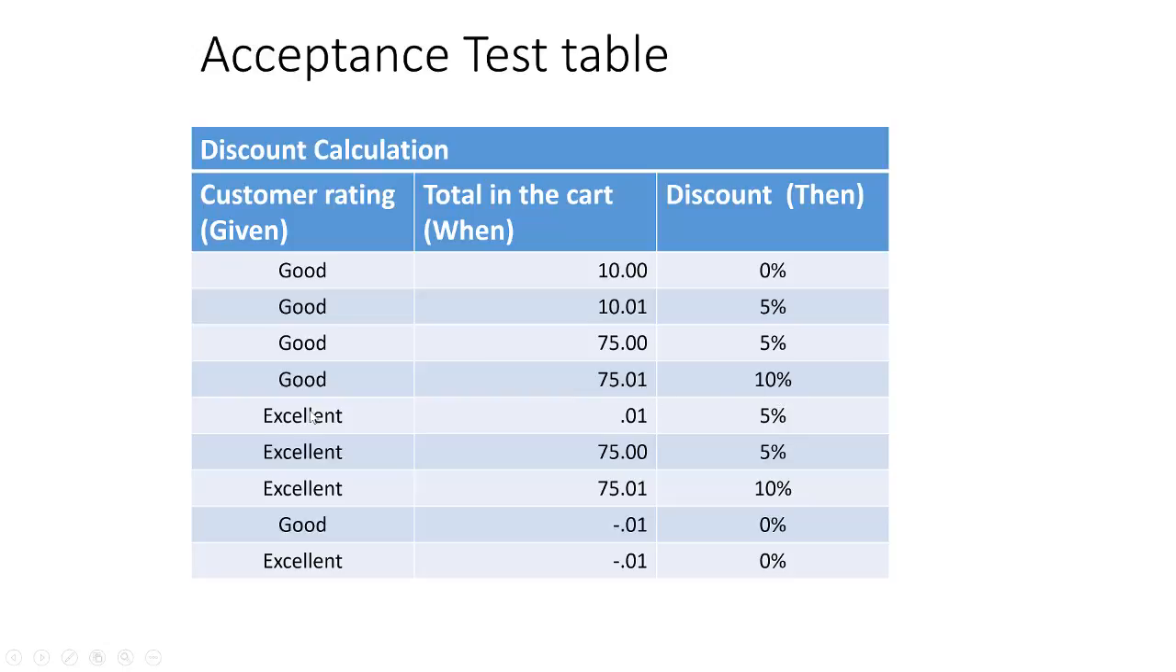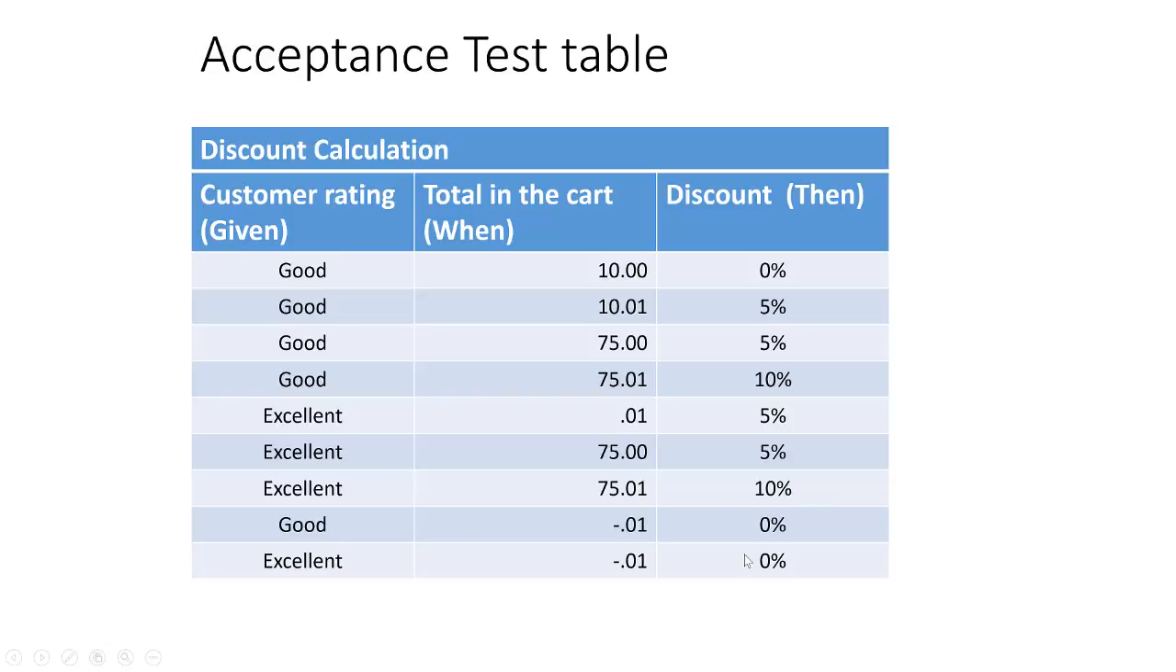Now, if they've got an excellent rating and they have 1 penny in their cart, they get the 5% discount. And if they have an excellent rating and $75 in their cart, they get a 5% discount. And if they have an excellent rating and $75.01, then they get the 10% discount.